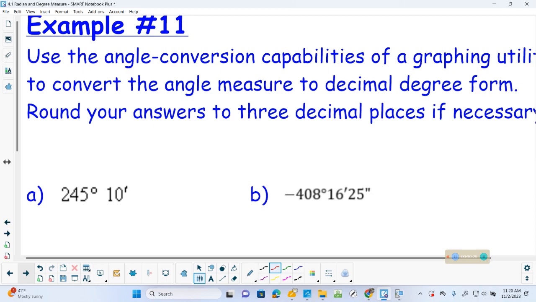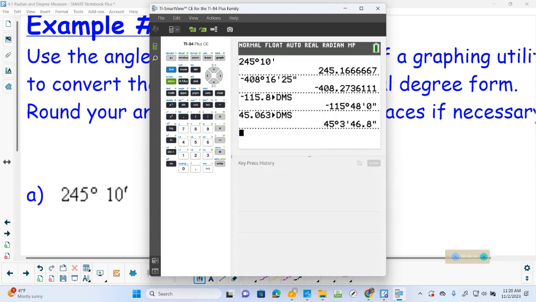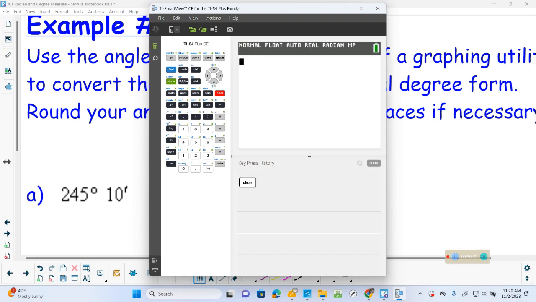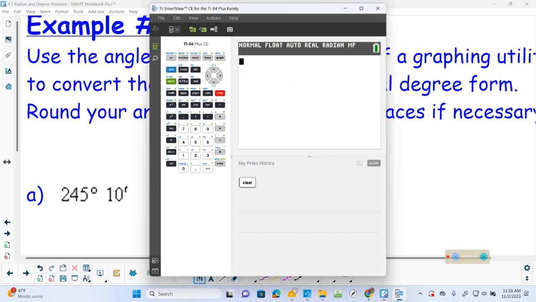Now, on your calculator, let me pull mine up. It doesn't matter what form you're in, meaning your mode. Mine's in radians. You can put it in degrees, but it's not going to matter because I'm going to force the numbers to be in degrees. So this is good. You haven't used it. Look in your apps. Right above apps it says angle. So you're going to hit second apps.